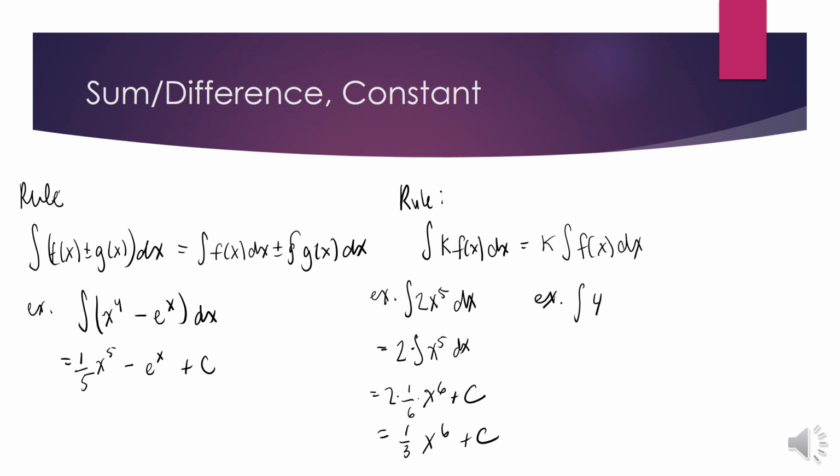We'll do one more here. How about 4e to the x? So this is a constant out front, so I'll have the constant 4 times the antiderivative of e to the x. The antiderivative of e to the x is just e to the x, and again, let's not forget our plus c.